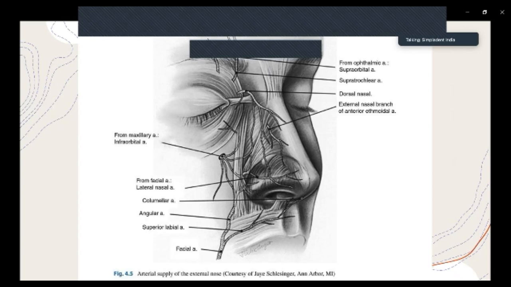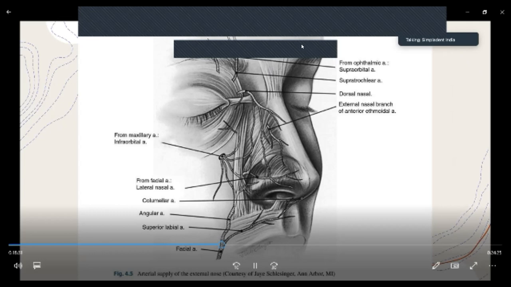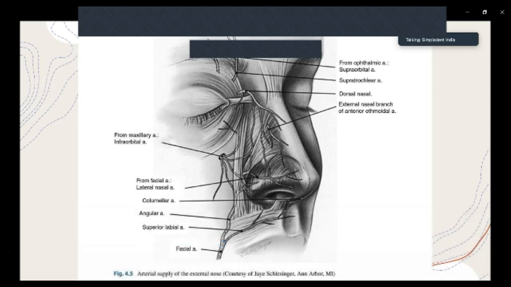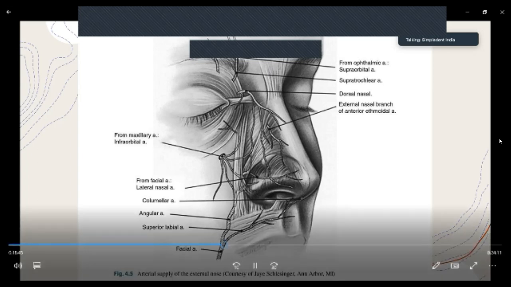Now the area, the nerve and vessels supplying the nasal cavity or the glabellar area: you have vessels like the ophthalmic artery and supratrochlear artery, and there are branches of the facial artery, the angular branch. The ophthalmic and supraorbital arteries are branches of the internal carotid artery, and the angular artery is a branch of the facial artery, which is a branch of the external carotid artery.